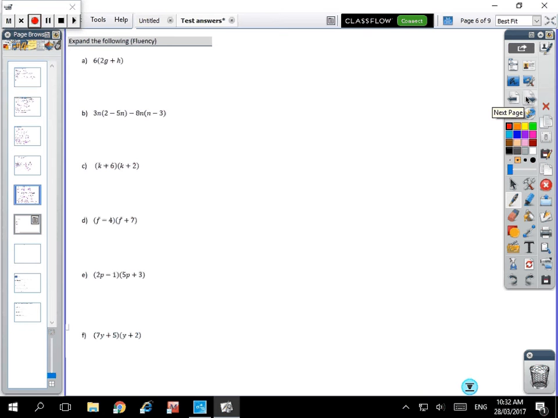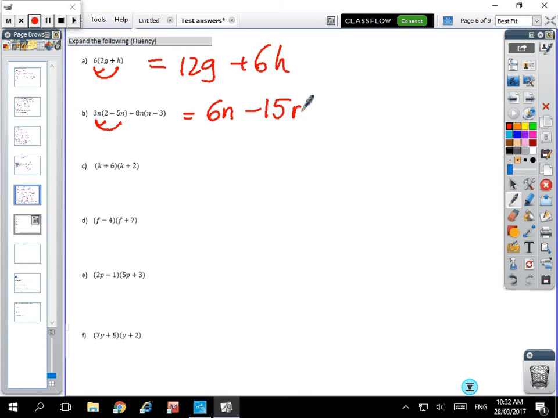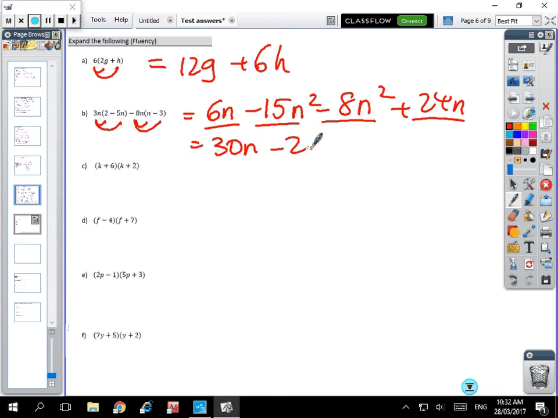Okay, now the next one's expanding. So using the distributive law, 6 times 2g is 12g. 6 times h is 6h. 3 times 2n is 6n. 3n times minus 5 is minus 15n squared. Minus 8 times n is minus 8n. Minus 8 times minus 3 is plus 24. And then 6n and 24n is 30n. Minus 8, minus 15 minus 8 is minus 23. And that's it.